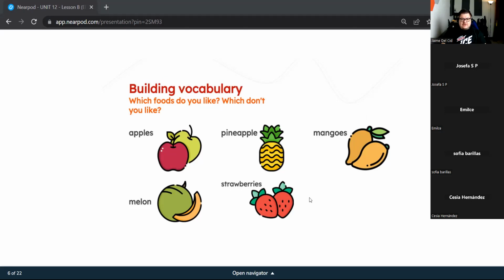Jocelyn, can you help me reading the words in the screen? Can you read the words? Okay. Apples, melon, pineapple, strawberries, and mangoes. Very good, very good. So, Catherine, which of these fruits do you like?